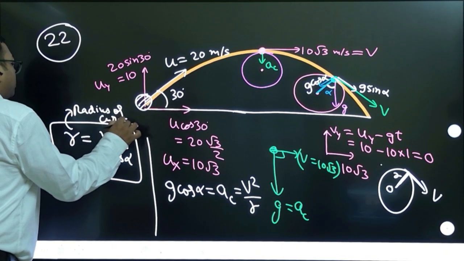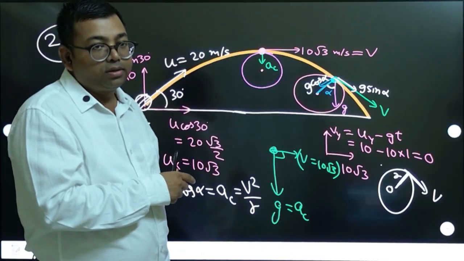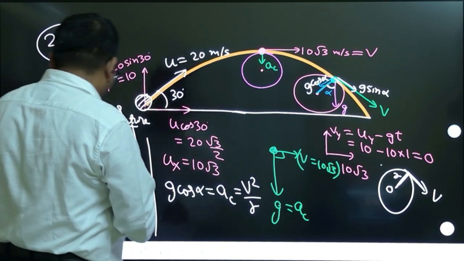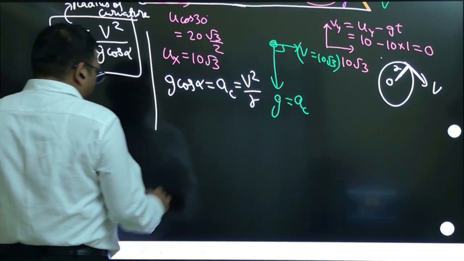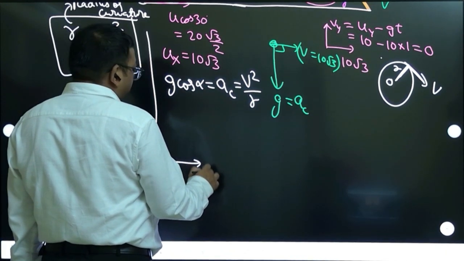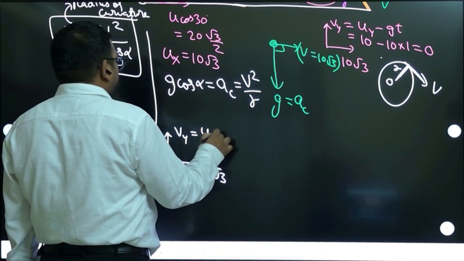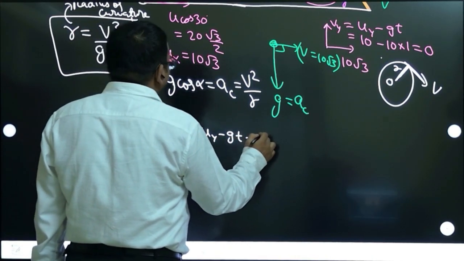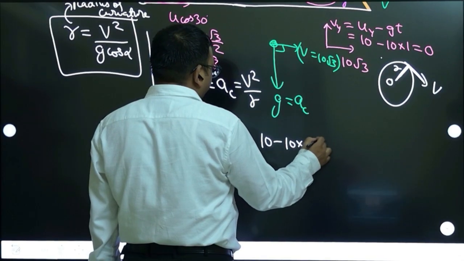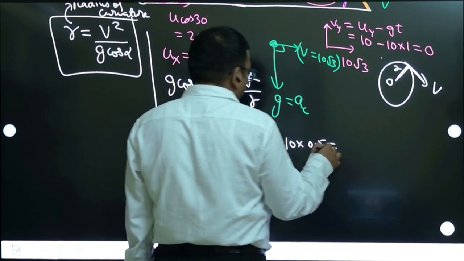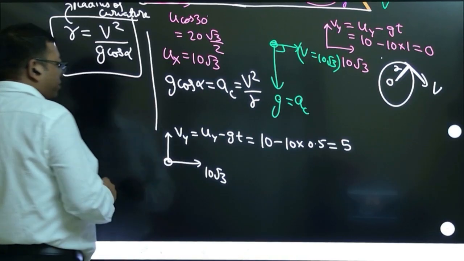Now let's take an example. Take the same question and let us take 0.5 second and find out velocities. Horizontal velocity never changes, that is 10 root 3 only. Vertical velocity, let us calculate: v is equal to u minus gt. Initial velocity in vertical was 10, minus 10 times 0.5 seconds. So this will become 5, right?